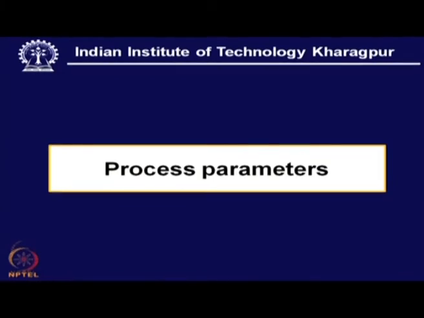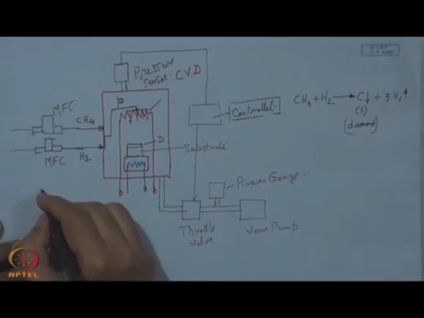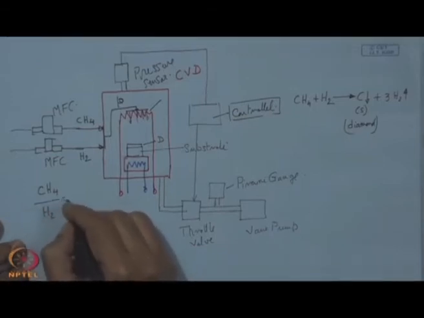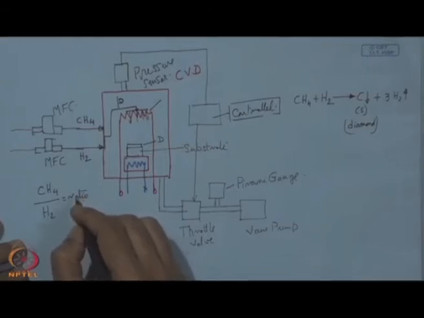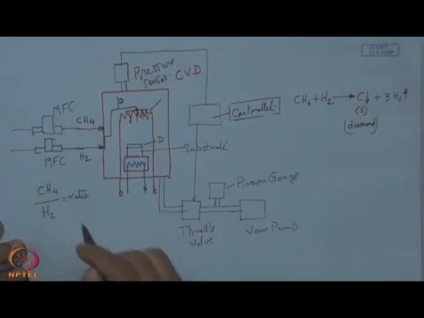Now, process parameters. The most important process parameter is the CH4 by H2 ratio. We mean the flow ratio. This is one of the important process parameters. A review of research suggests that it is mostly kept between 1:100 to 1:200. It depends upon certain other requirements, but this is a range of work. That means, if it is 100 SCCM, it is 1 or it can be even 0.5.